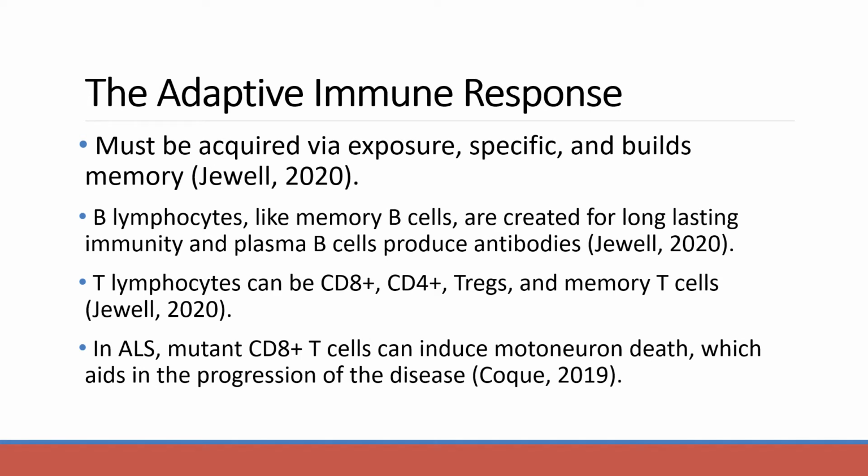In ALS, mutant CD8 T cells can induce motor neuron death, which aids in the progression and onset of the disease. So pretty much what can happen is our good guys can go bad. The CD8 T cells, even though they're called killer cells, are helpful because they kill things that we don't need, that are damaged or non-functional. But they can also end up hurting us and attacking our own cells, which you'll see in ALS.